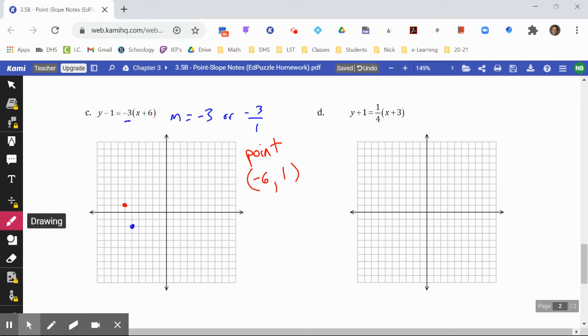And now I can go ahead and connect those 2 points. And I should have a line that's going down from left to right because this is a negative slope. All right, so hopefully this makes a little sense, a little warm up for when we take some more notes and do some more practice problems in class.